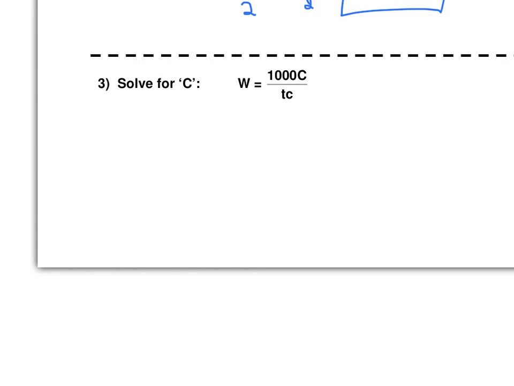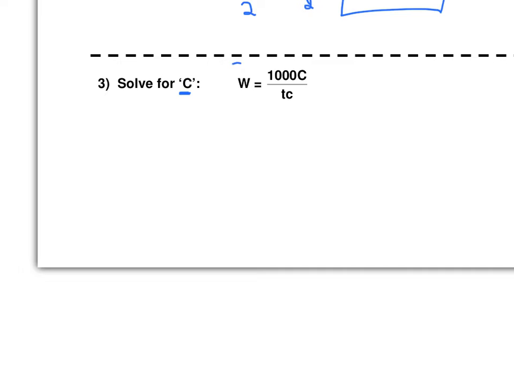Okay, write the problem down. W equals 1,000 capital C divided by T times little c. All right, so we're solving for the big C. So first thing you notice is that you have a fraction, and even though these aren't numbers, they represent numbers. So you need to get rid of this TC. Because you're dividing by TC, that means you need to multiply by TC on both sides.